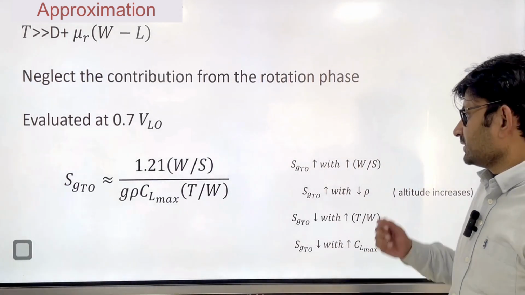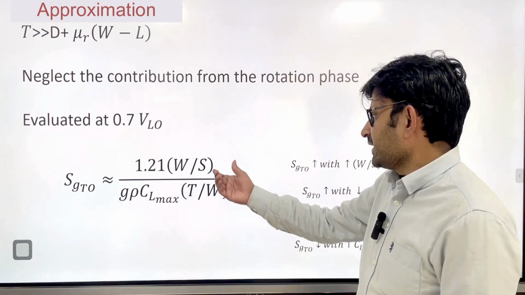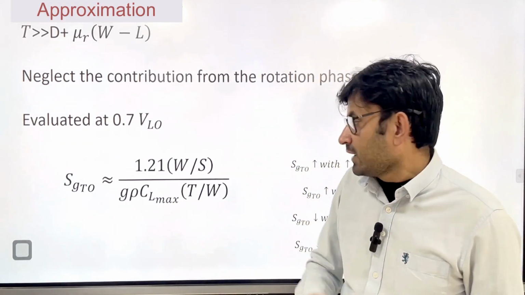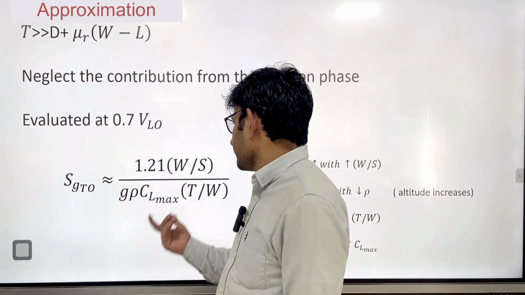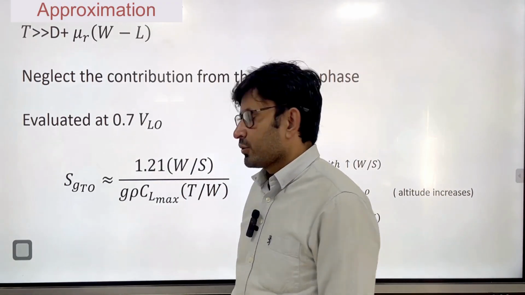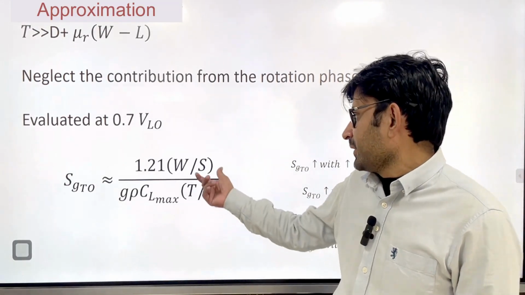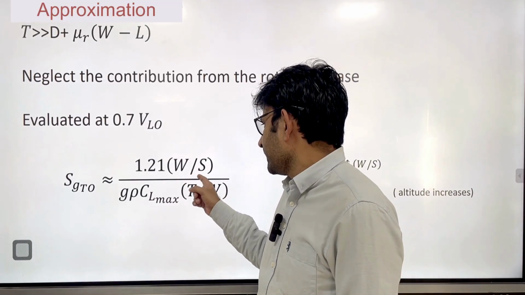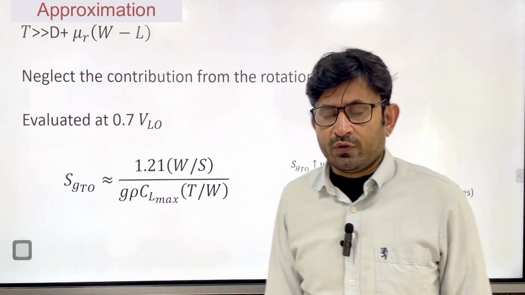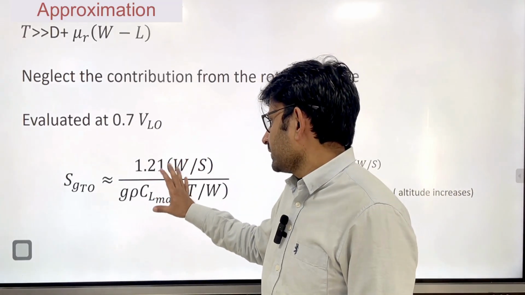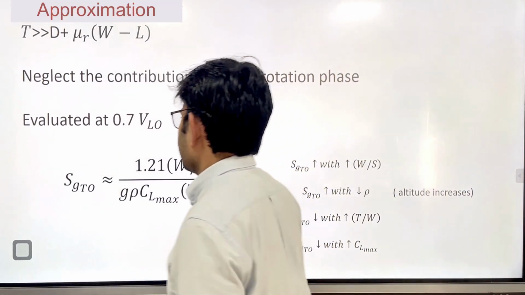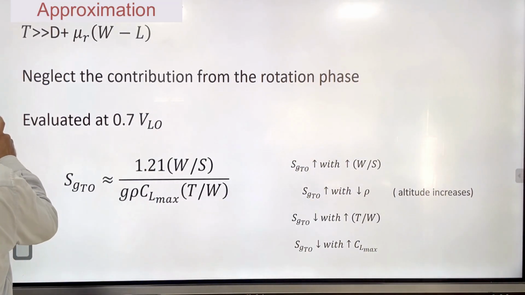See the dependency. When you design any kind of small UAV, surveillance UAV, general aviation aircraft or fighter aircraft, wing loading plays a major role. Depending upon the wing loading W by S and the thrust loading T by W, you have to know all the parameter dependencies. So this is the approximate ground roll distance for a takeoff.